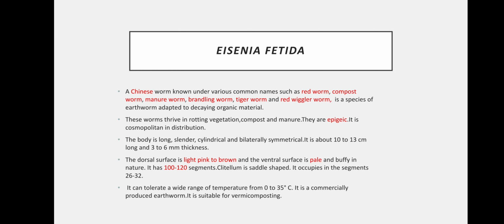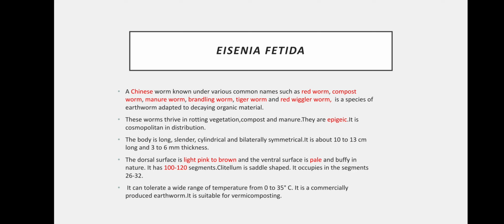So what are the exotic species? First one, Eisenia fetida. Eisenia fetida is known as the Chinese worm, commonly known under various names: red worm, compost worm, manure worm, brandling worm, etc., and is a species of earthworm adapted to decaying organic material. They thrive in rotting vegetation, compost and manure, and are epigeic, that is, they live on the surface soil. They are the habitant of surface soil, and it's cosmopolitan in distribution.